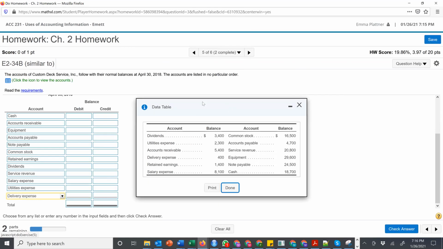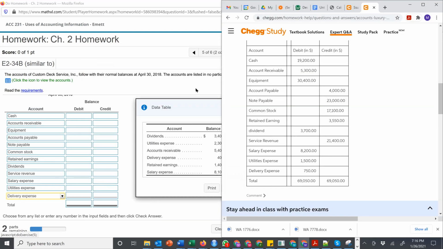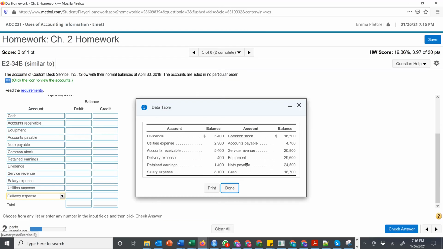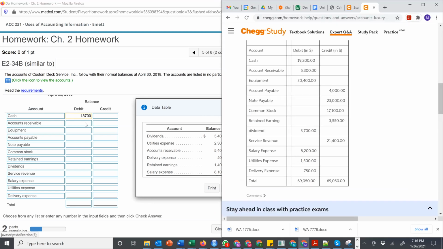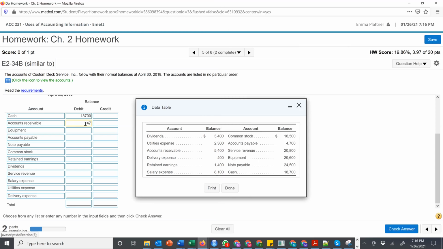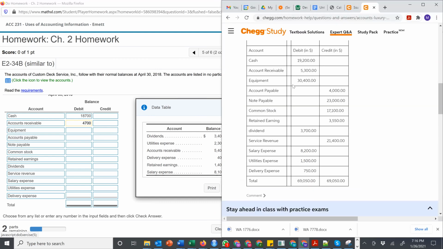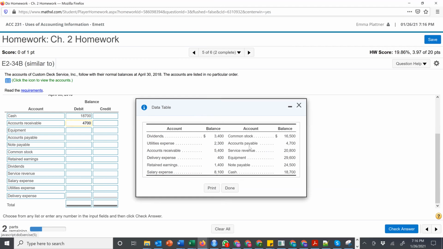So cash is on the left side. It's a debit. I don't know how we know that though, other than that means that you have it on hand. Accounts receivable is also a debit because you're supposed to get that money. That's like money in your pocket in your business. Equipment is also something you owe, so I guess that's why it's on the left. Let's see if I can find that. 29,600.